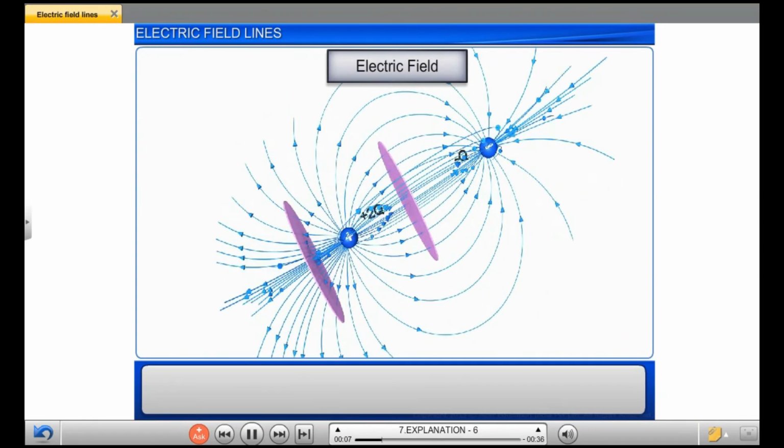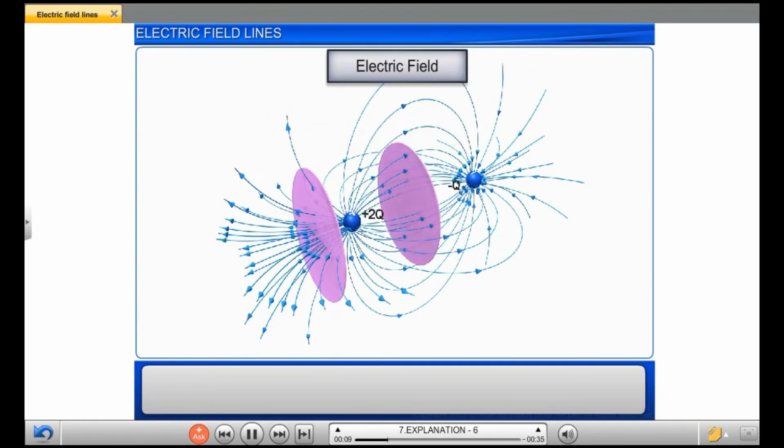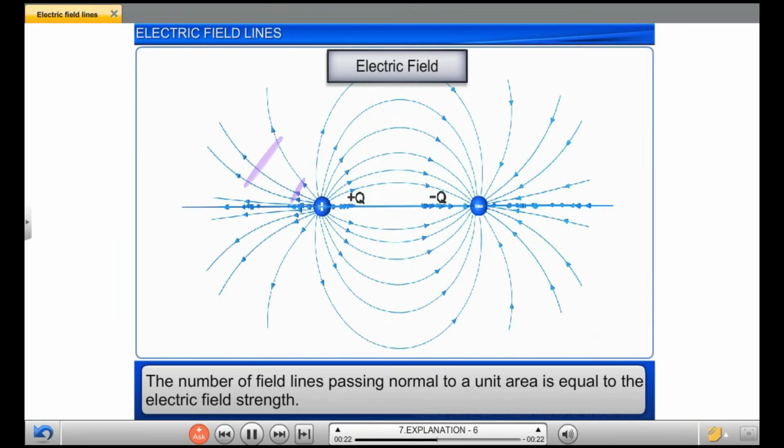For a charge configuration of magnitude Q, if the field lines per unit area normal to it are, say, n, then for a charge of magnitude 2Q, the number of field lines passing normal to a unit area is equal to the electric field strength.